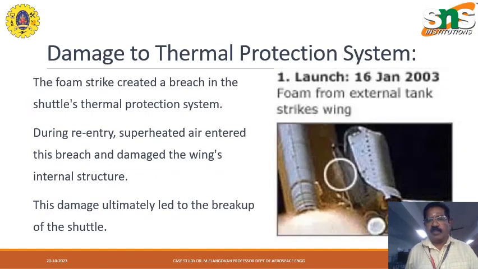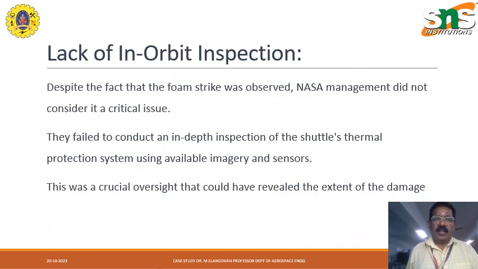The damage to the thermal protection system actually took place then. It created a breach in the shuttle's thermal protection system, and during re-entry, the superheated air entered this breach and damaged the wing's internal structure. This damage ultimately led to the breakup of the shuttle. Now, there are multiple reasons that were later observed. The first one was the lack of in-orbit inspection. Once this happened, during the orbit, they could have inspected the tiles.